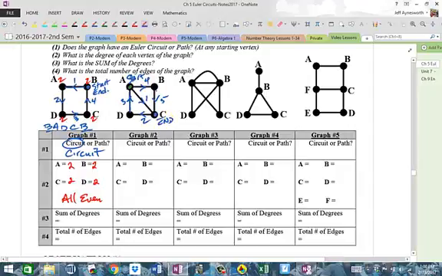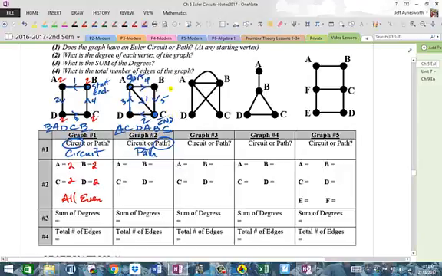So notice that I started at A and ended at C, okay? And that's what's called a path, not a circuit. So I went from A to C to D, back to A, to B, to C. Notice that my start point was A, and my end point was at C. And that is an Euler path. We hit every edge exactly once.